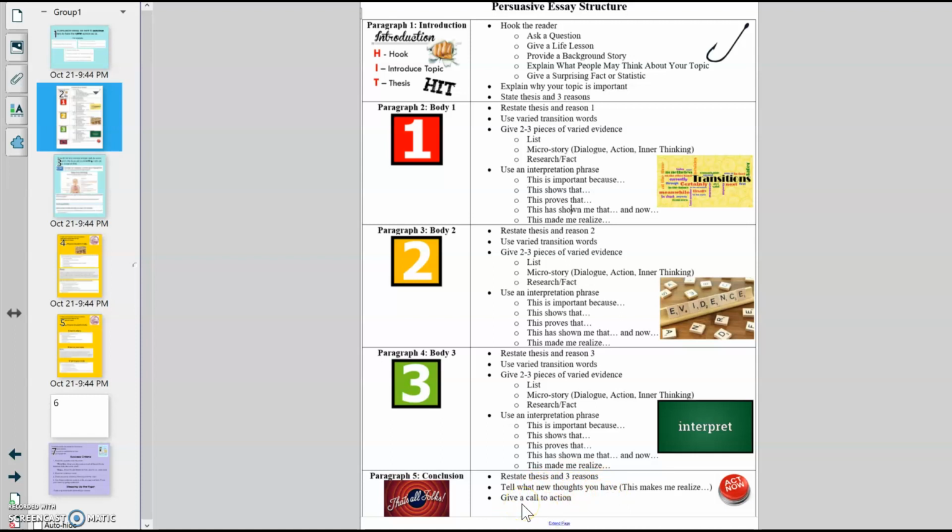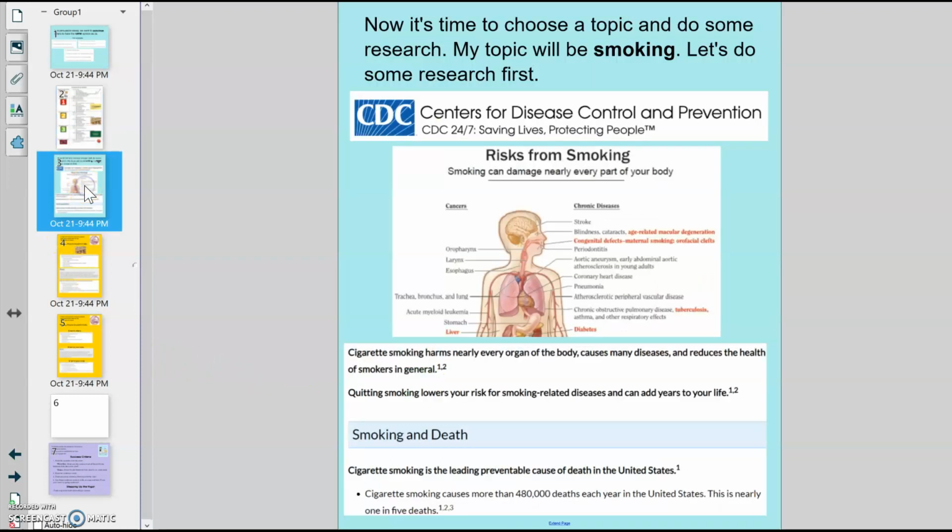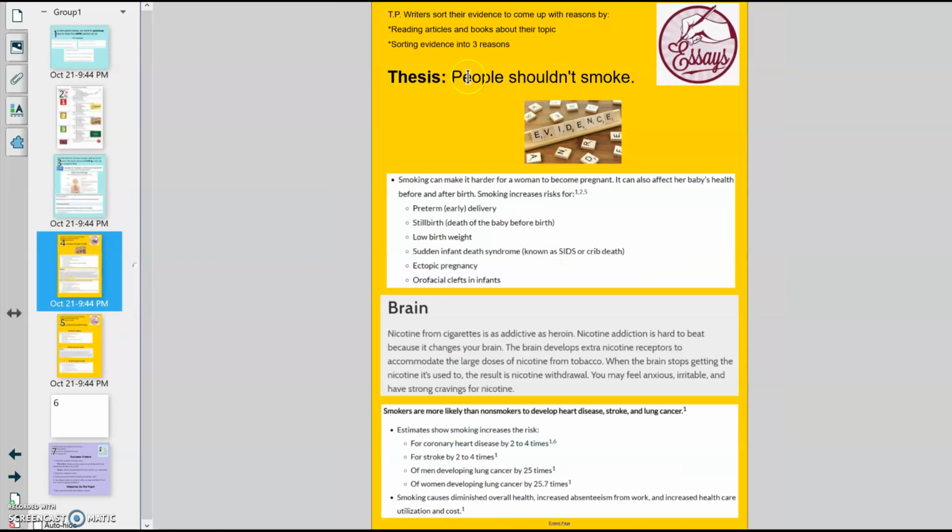So I'm going to model real quick how I would write a persuasive essay, and then you will try this as well. So my topic is going to be smoking. So I'm going to do some research first. I went to the Centers for Disease Control and Prevention, and I did some research, and it seems like smoking is really harmful. So I think my thesis statement, I'm going to convince people that people should not smoke. So here's my thesis: people should not smoke.